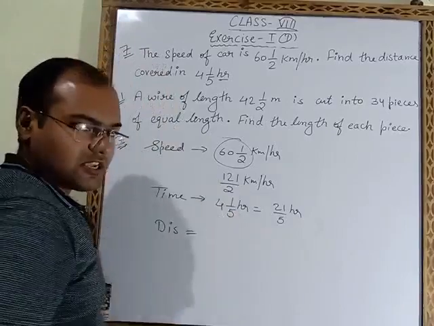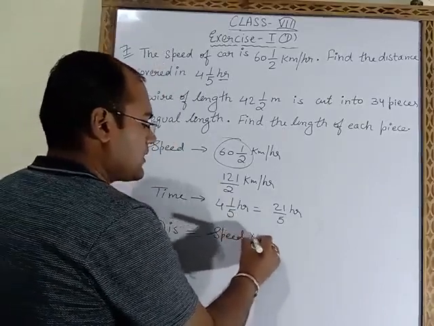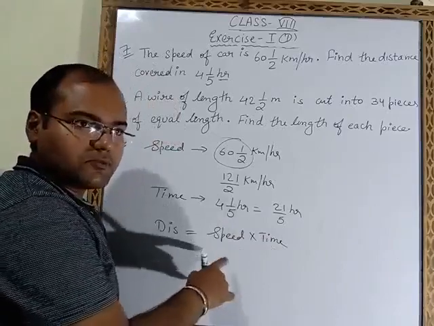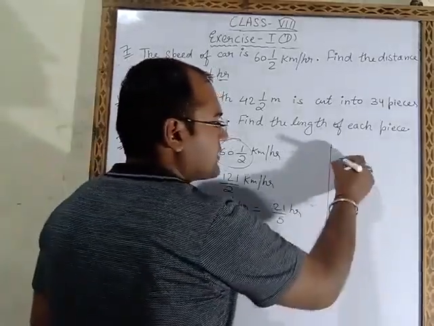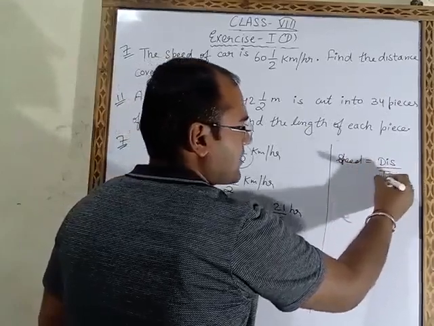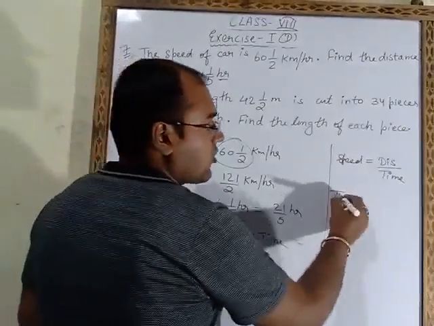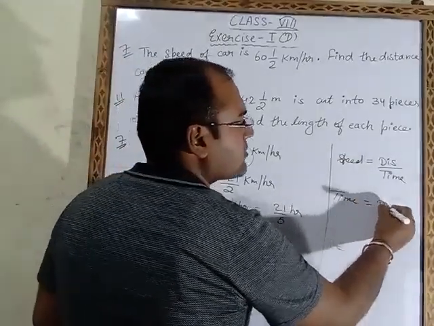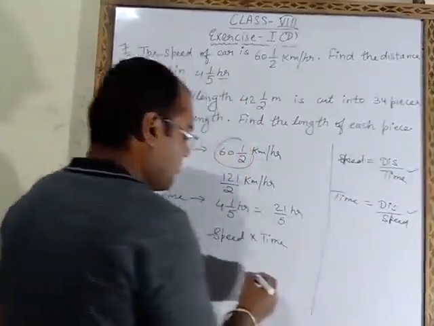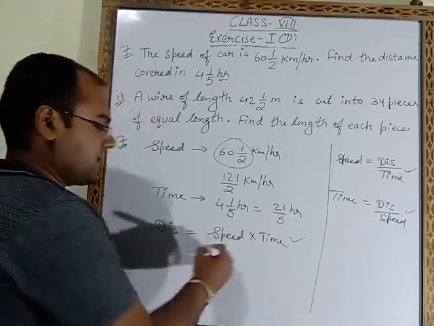So for distance you have to learn one formula. Distance is equal to speed into time. In order to find distance we have to use formula speed into time. If he will ask speed in the question, then speed formula is speed is equal to distance upon time. And if he said we have to find time, then formula we have to use time is equal to distance upon speed. So these three formulas you have to learn.